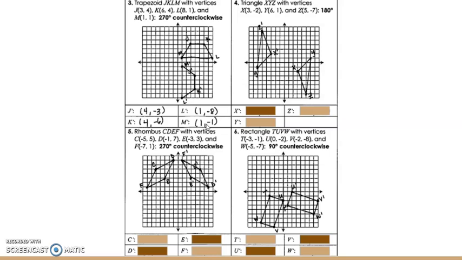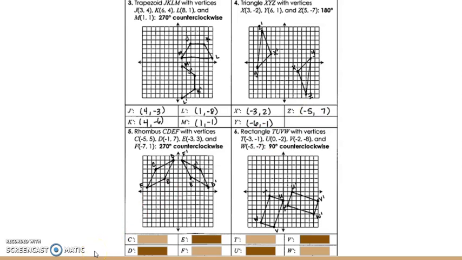So it's not too bad once we remember those rules. With number 4, we're doing 180 degree rotation, so we are going to do the opposite for x and y. That becomes negative 3, positive 2, negative 6, negative 1, and negative 5, comma, positive 7.